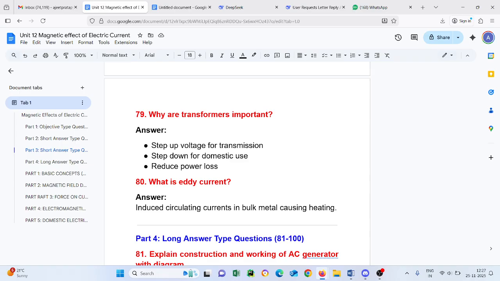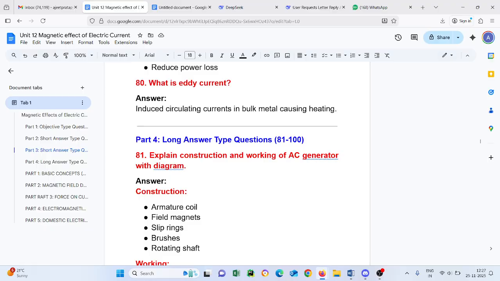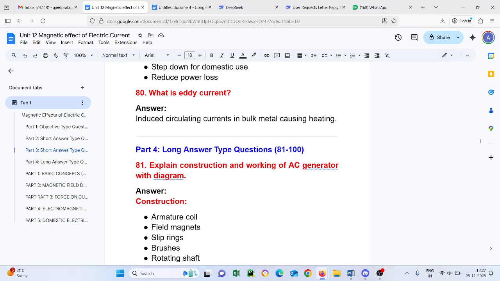Now, what is eddy current? Induced circulating current in bulk metal causing heating is called eddy current.